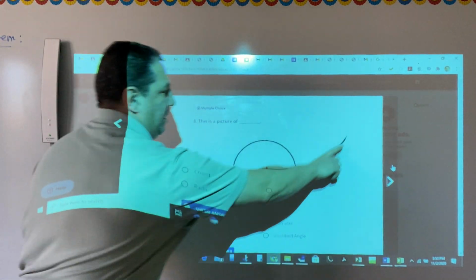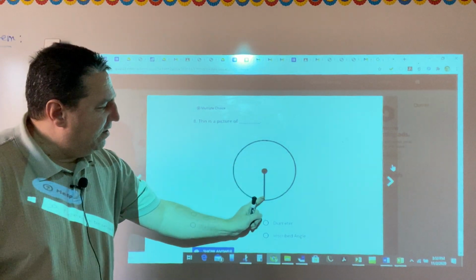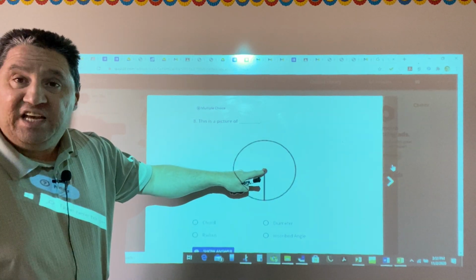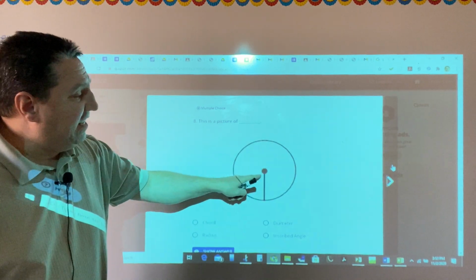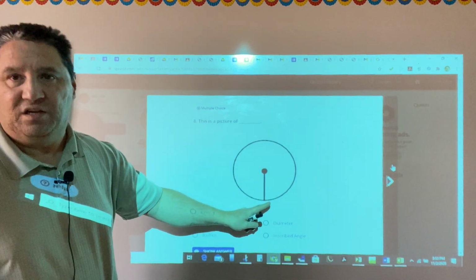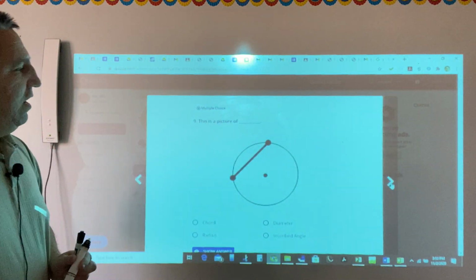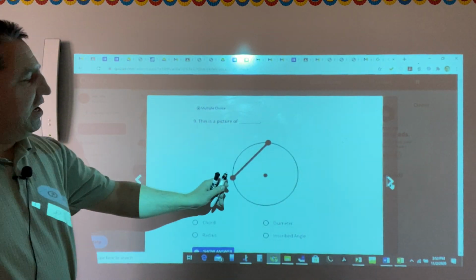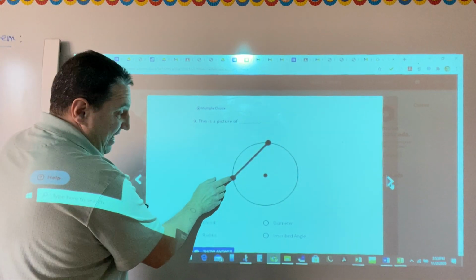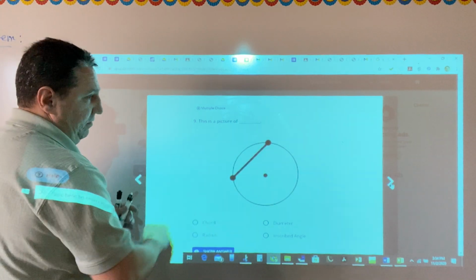Another example, another practice problem. This is a picture of a radius. Why? Because a radius is a segment that joins the center of the circle and one point on the circle, on the circumference. Again, this is a picture of a chord. Why? Because a chord has both endpoints on the circle. Yes?